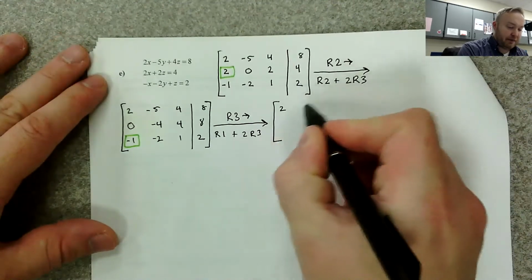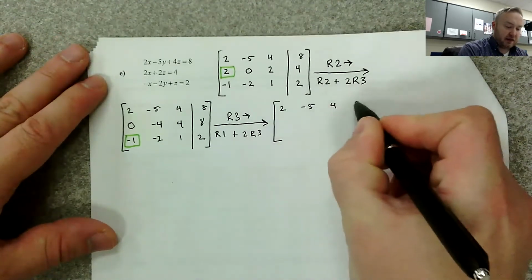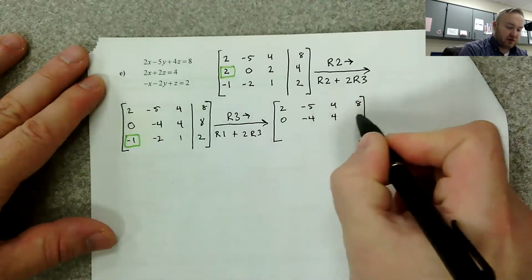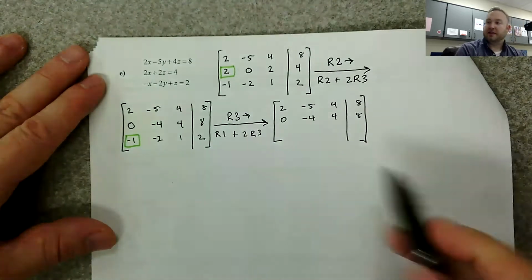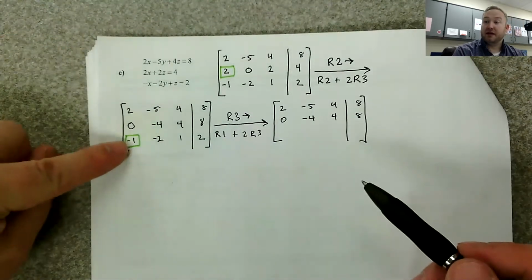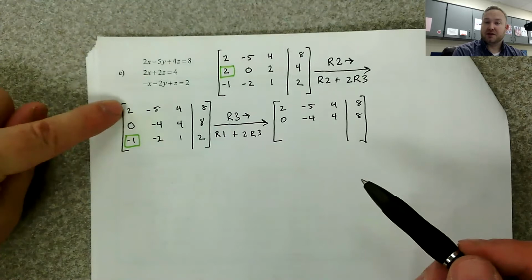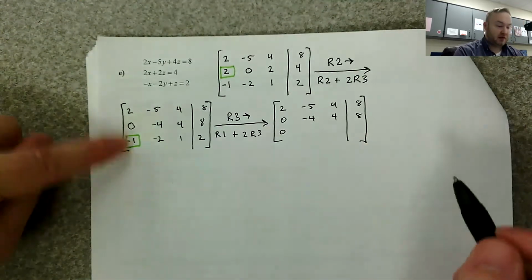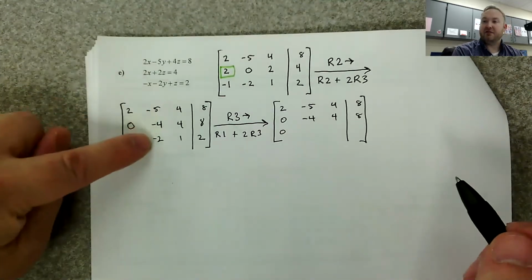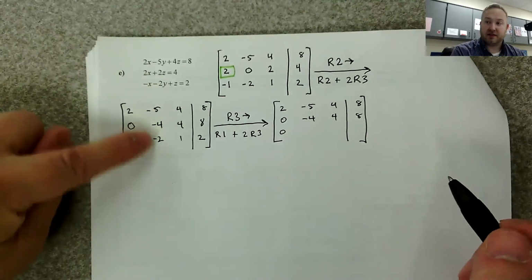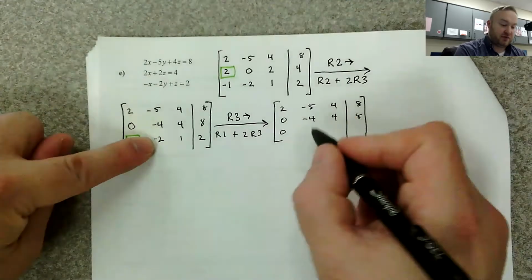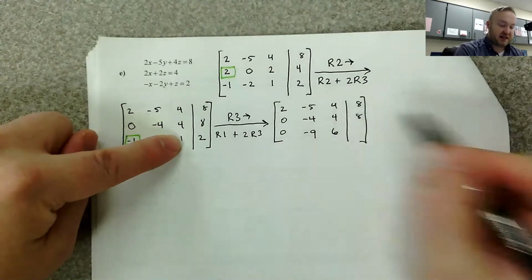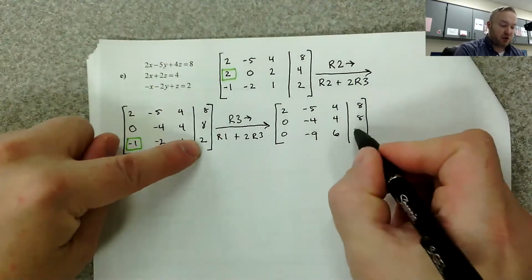So let's recopy the rows that are not affected by this row operation. That's the first row and the second row. Okay, and let's do our row operation. So remember, I'm doubling the number in the bottom row. So I'll take 2 plus -2 gives me my 0. Okay, move on to the next one. -5 plus -4, because I'm doubling this. -5 plus -4 is -9. 4 plus 2 gives me 6. 8 plus 4 gives me 12.